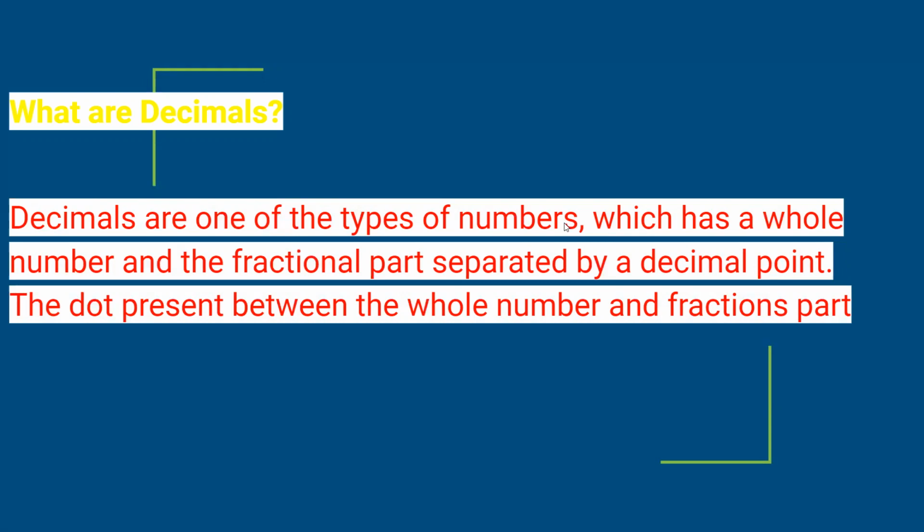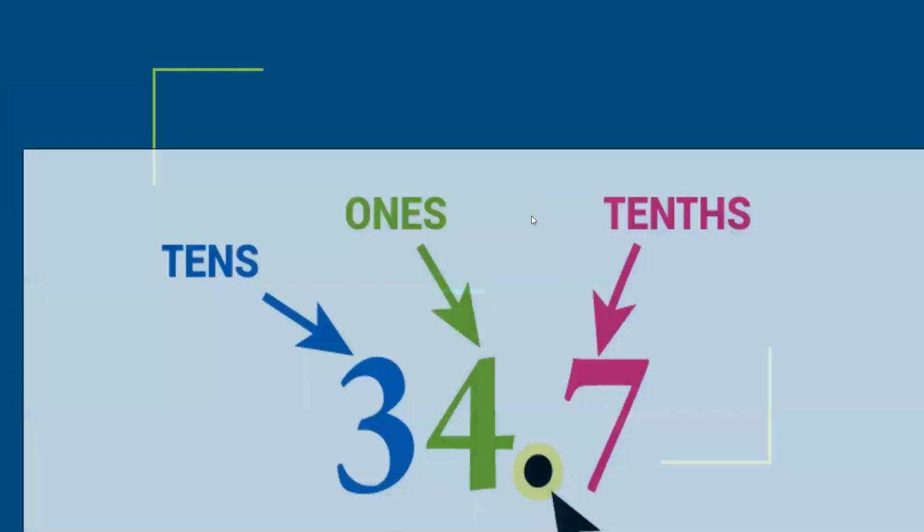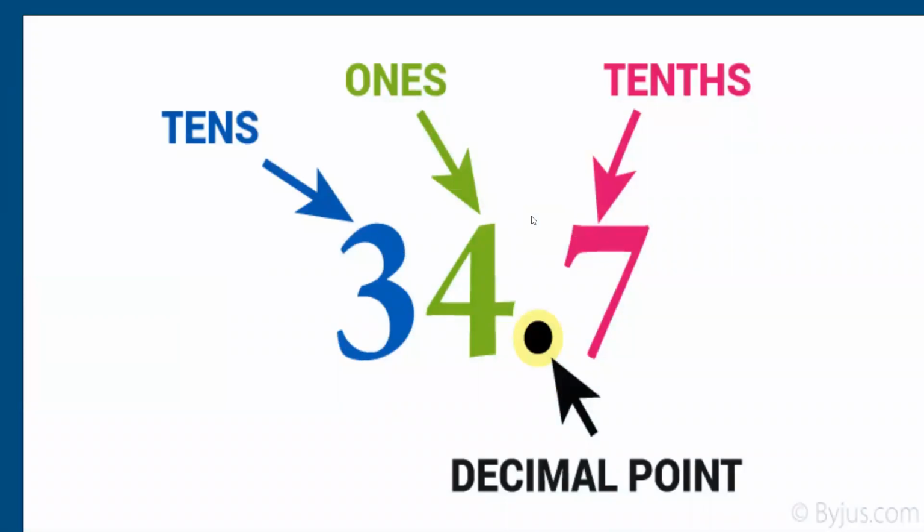And let us study the decimal numbers. I'll show you with one example. We have 34.7. In it, 34 is the whole number and 7 is the fraction part. And in between 34 and 7, there is a dot, that is called the decimal point.